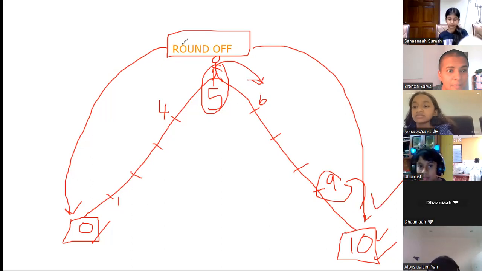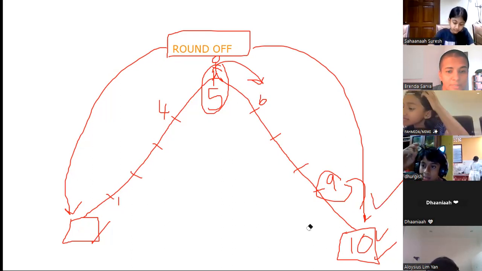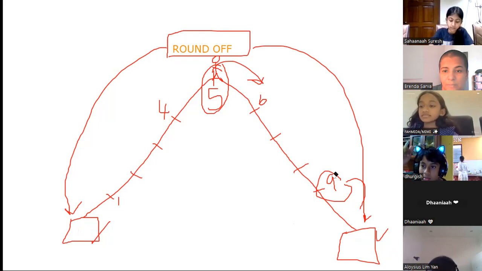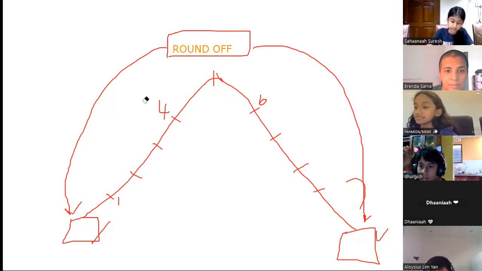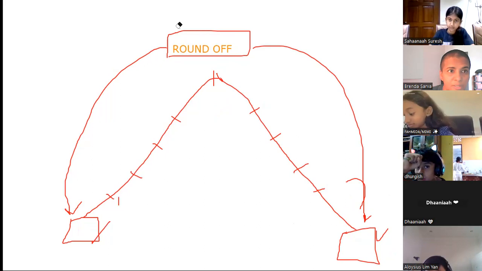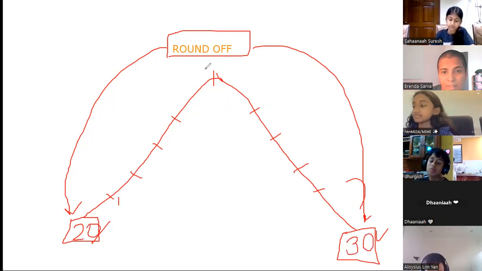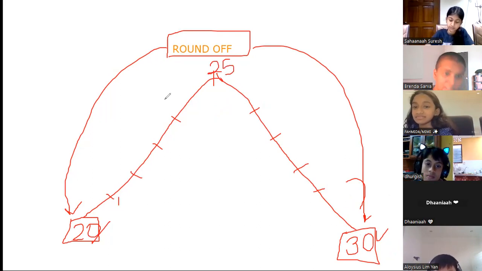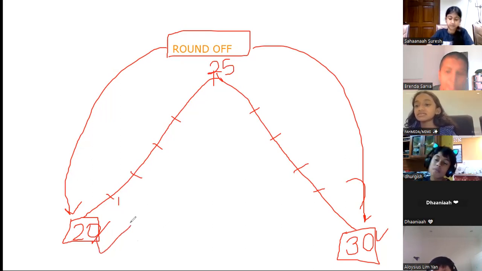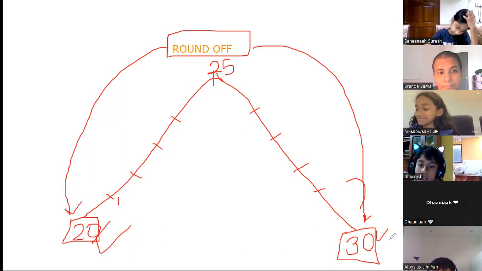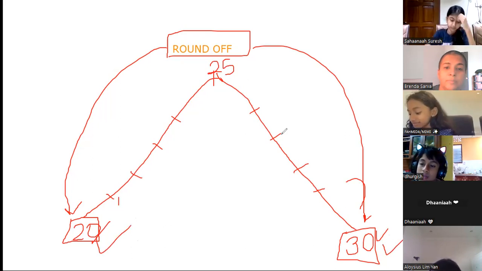Using the same example, I'm not going to give you all these numbers anymore. I'm only going to give you the stations to work with. Now, our station is 20 and here would be 30. And of course, here would be 25. My number for you is 24. Where will you round off 24? 20. Good. What about 27? 30. Good. What about 25?